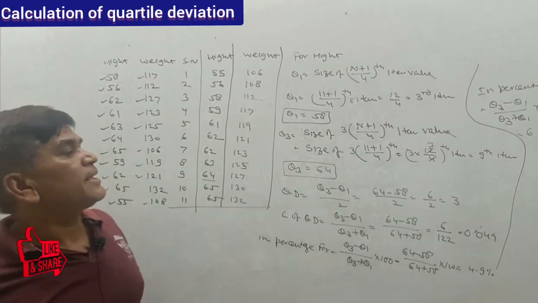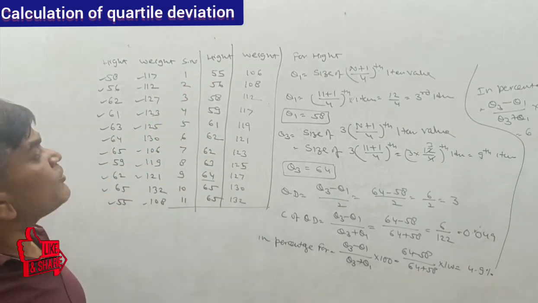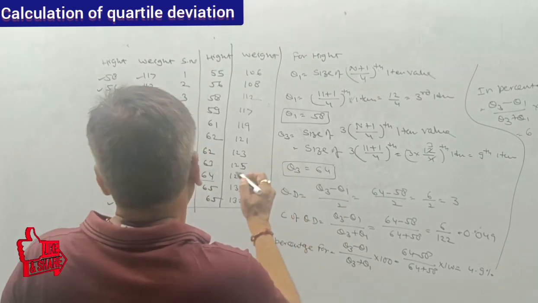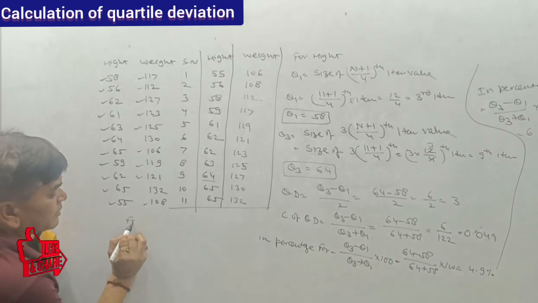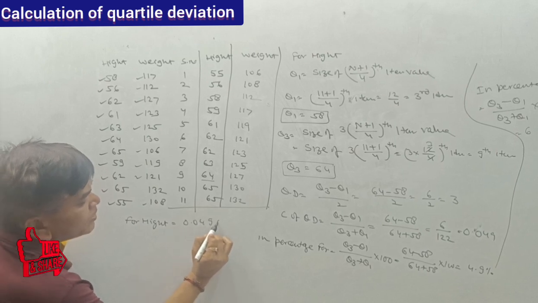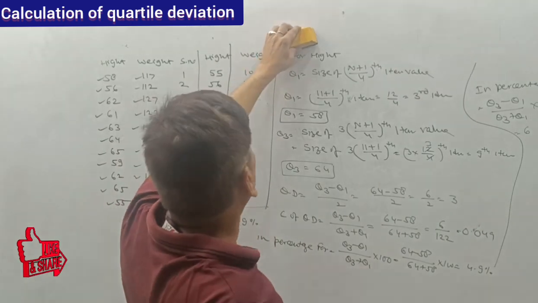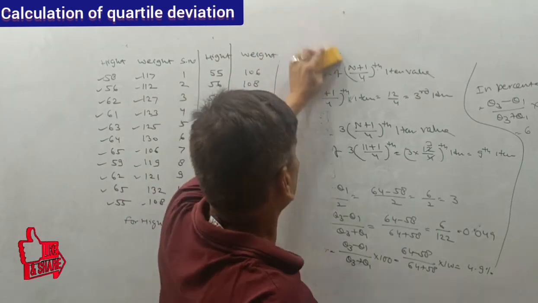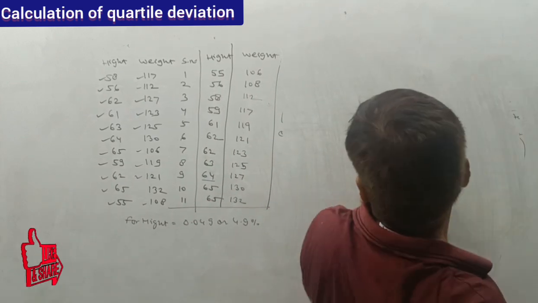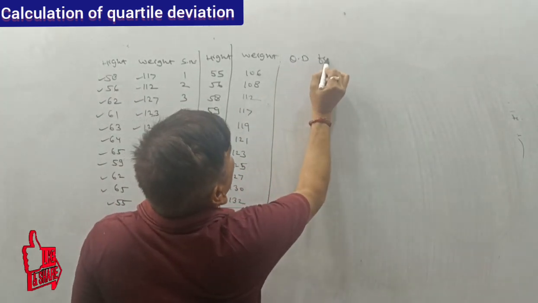So we have calculated the quartile deviation for the height. These are the height data. So for the height, it is 0.049 or 4.9%. Okay. Now we will calculate the quartile deviation for the weight.